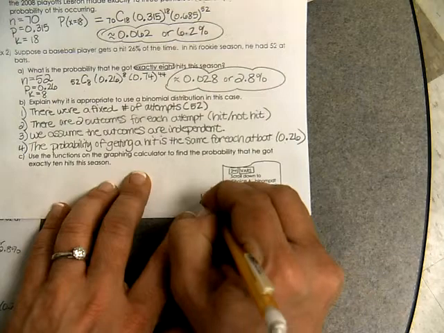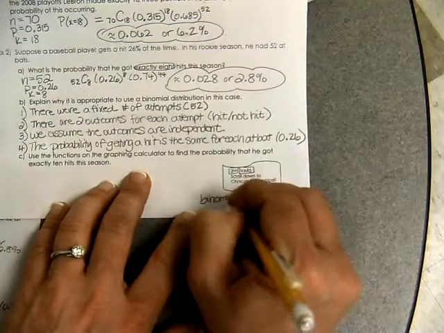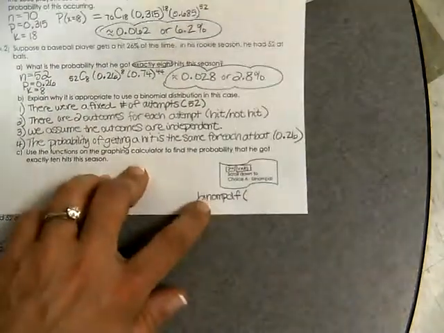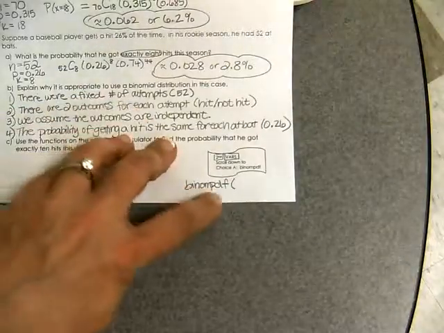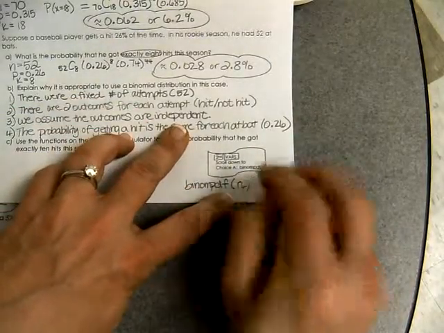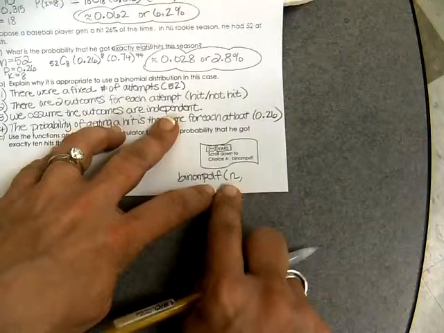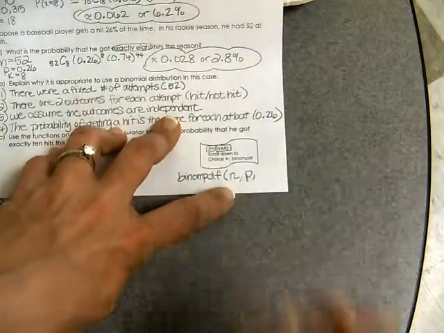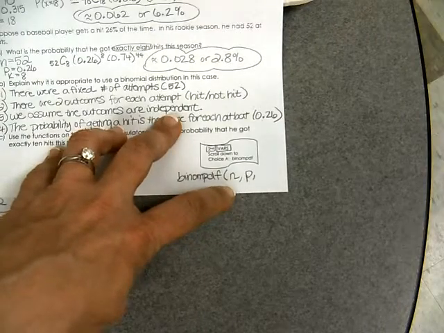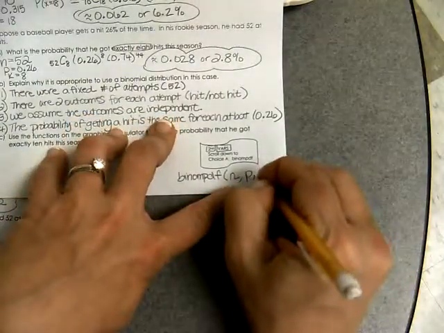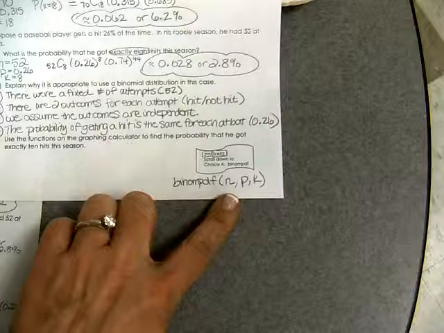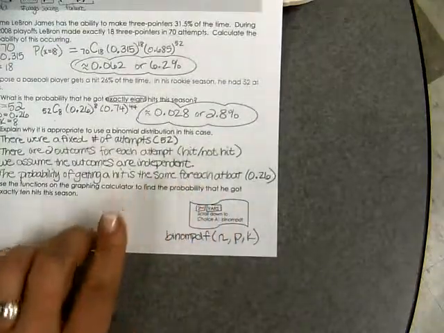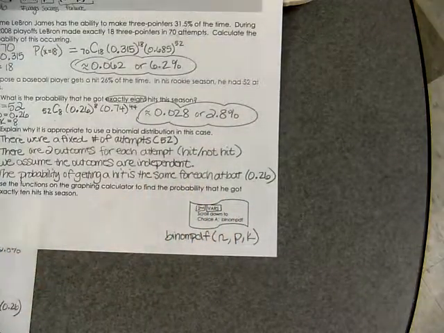So let me tell you the 3 things that you need to put in the calculator in case you grab one that doesn't prompt you. The first thing you're going to do is put your N value in. That's the total number of attempts. You're going to put the P value in, which is the probability. And then you're going to put the K value in. So those are the 3 things that you need to put in to the binomial PDF.